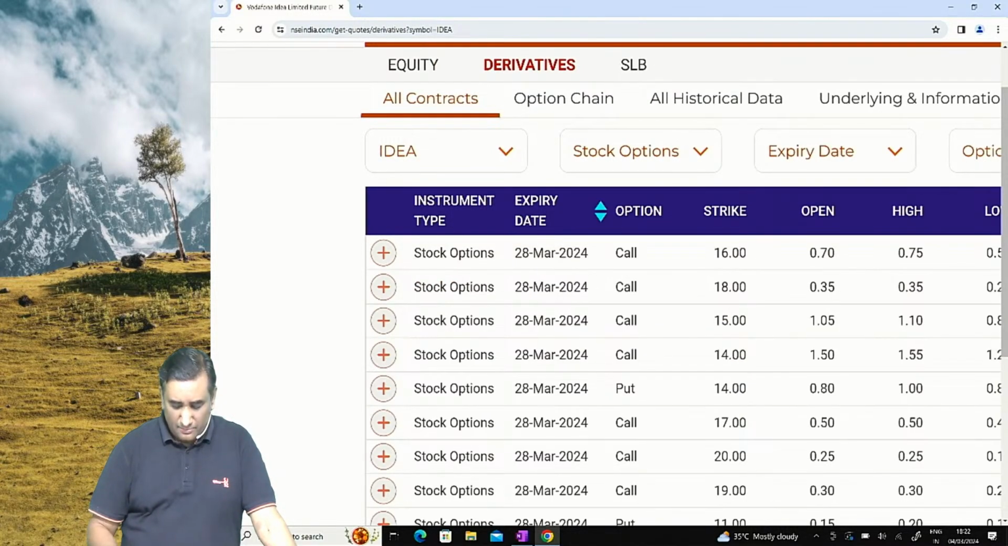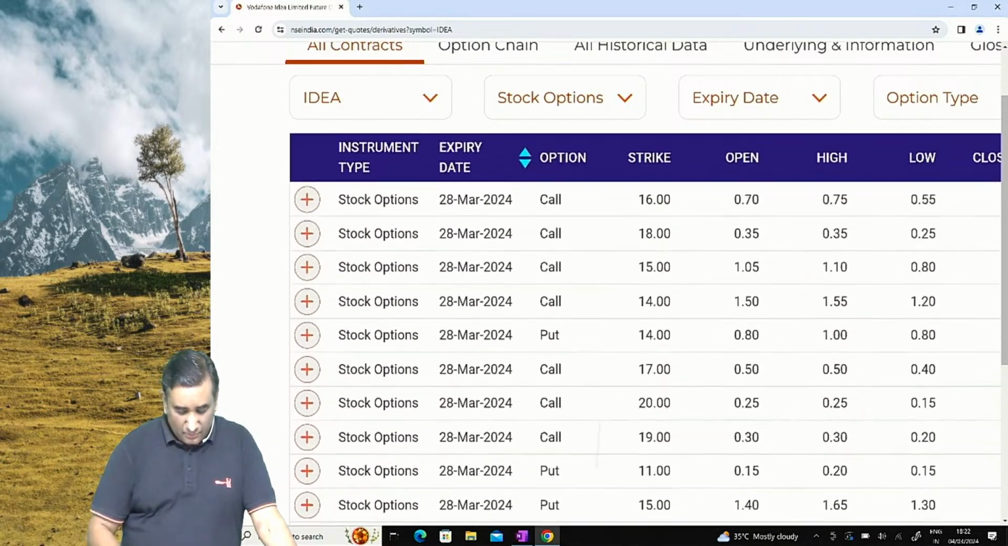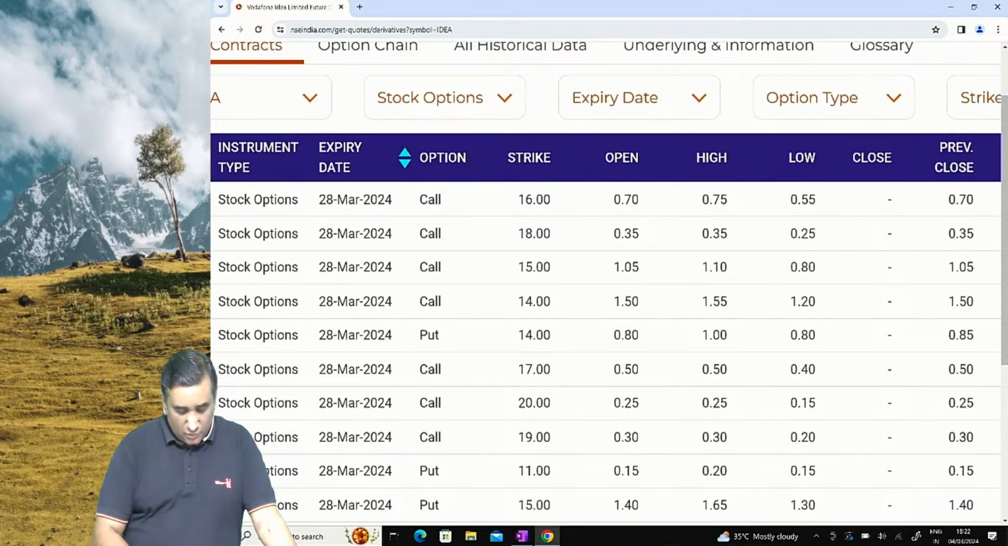That's slightly more cumbersome. There are n number of options. For example, it could be call or put. In the call, we can have different strike prices. Futures will not trouble you so much.